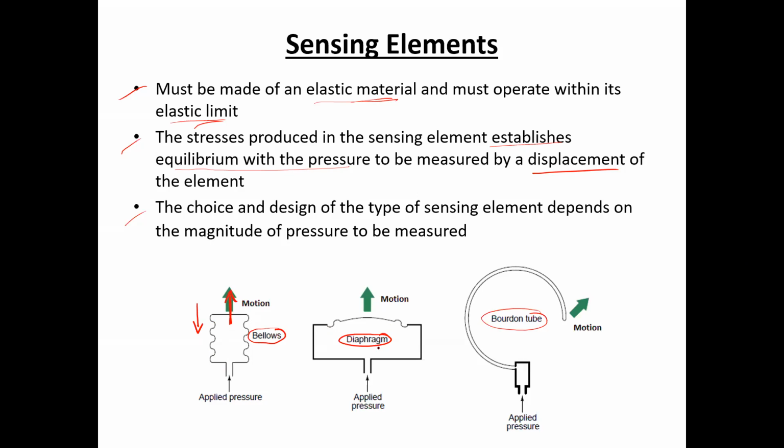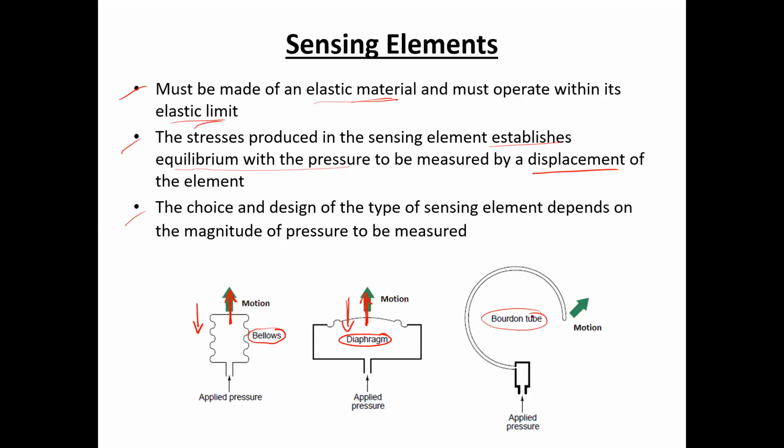Similarly for the diaphragm, suppose on one side of an enclosed chamber the diaphragm is connected. If the applied pressure in this chamber is greater than the atmospheric pressure, the diaphragm will shift upwards. And if the outside pressure is greater than the pressure inside this chamber, the diaphragm may shift inwards or downwards. In this way, the pressure can be converted into linear motion or displacement.